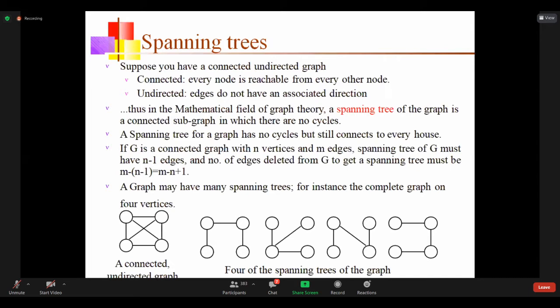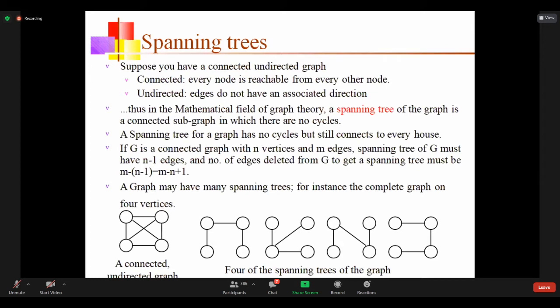And coming to the spanning tree concept, what is this spanning tree? Suppose you have a connected undirected graph. In the field of graph theory, a spanning tree of a graph is a subgraph of a given graph in which it should not have any cycles. Listen to this, it should not have any cycles. There won't be any loops here. So a spanning tree for a given graph is a subgraph of the original graph, but it should not contain any cycles.